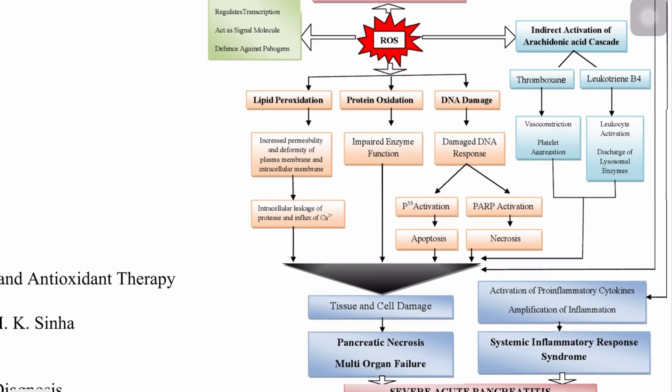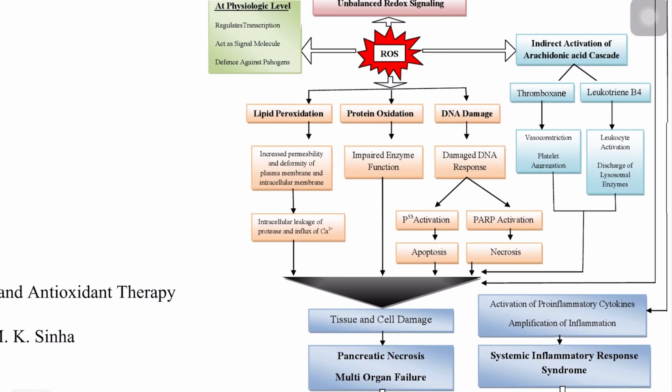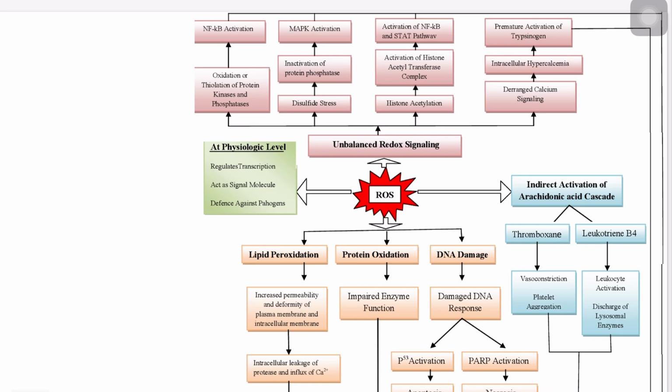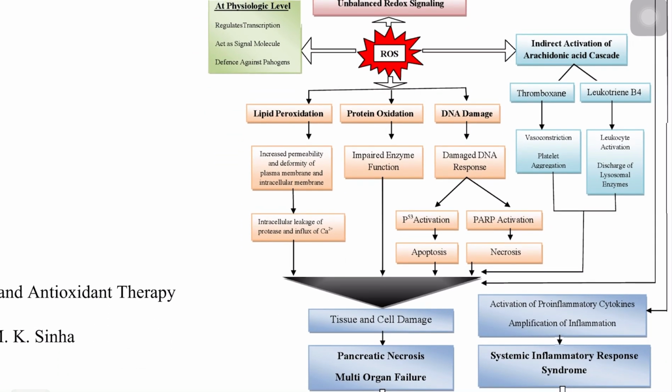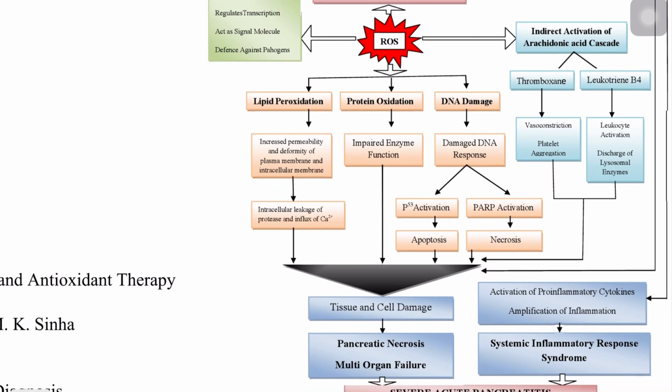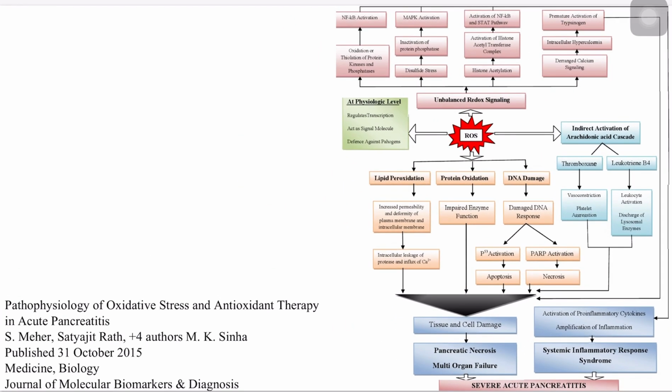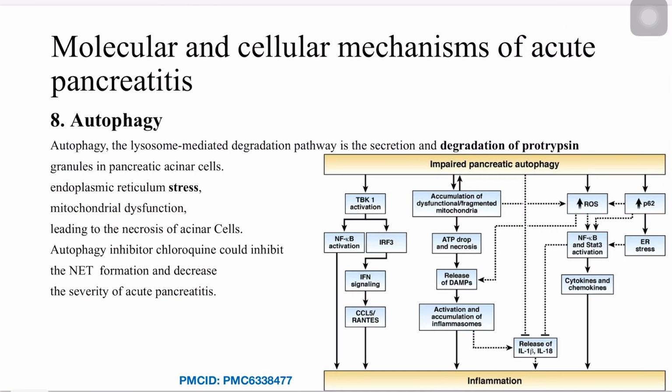All of this mechanism can cause tissue and cellular damage, pancreatic necrosis, and multi-organ failure. Also, from the first three cascades, we can have the activation of the pro-inflammatory cytokines and amplification of inflammation, and systemic inflammatory response syndrome can occur, and severe acute pancreatitis. Usually it can worsen treatment.